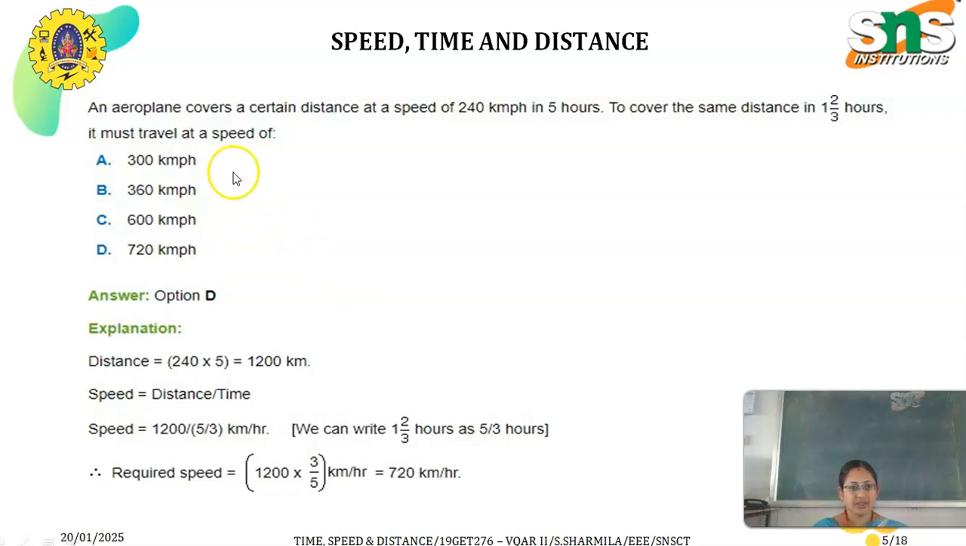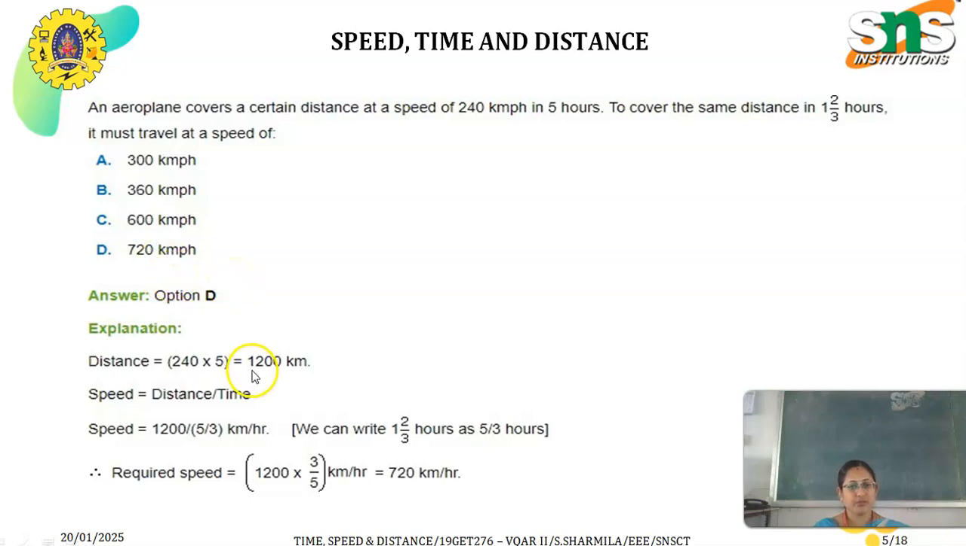The next one: an aeroplane covers a certain distance at a speed of 240 km per hour in 5 hours. To cover the same distance in 2 by 3 hours, it must travel at a speed of which option: 300 km per hour, 360 km per hour, 600 km per hour, or 720 km per hour. The answer for this is 720 km per hour.